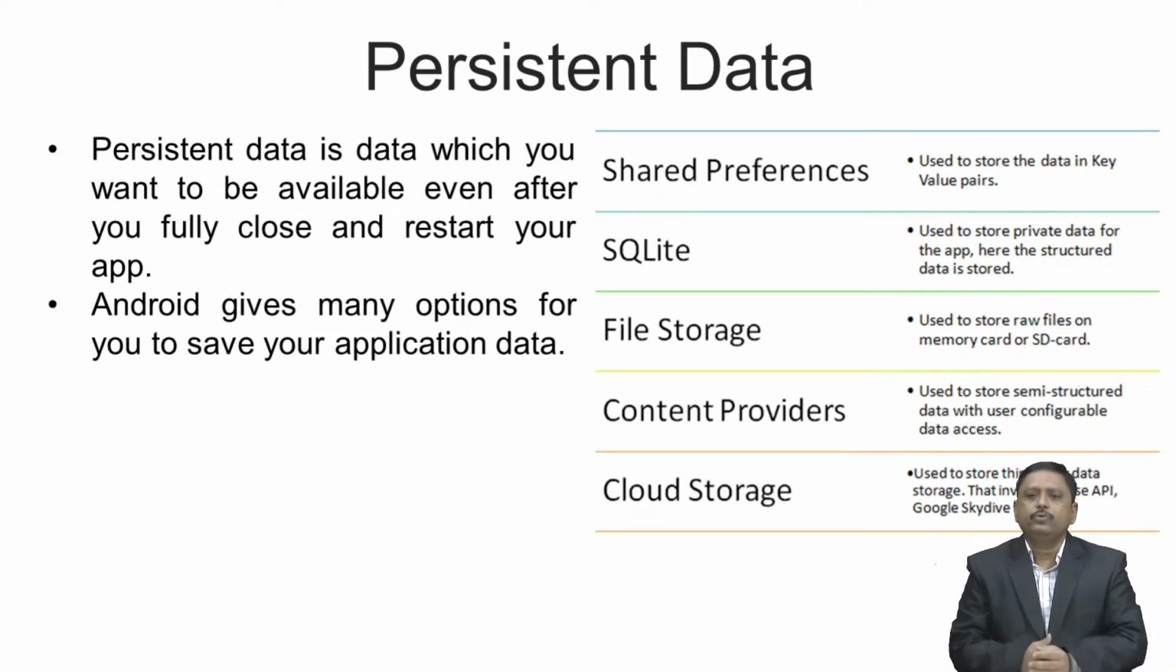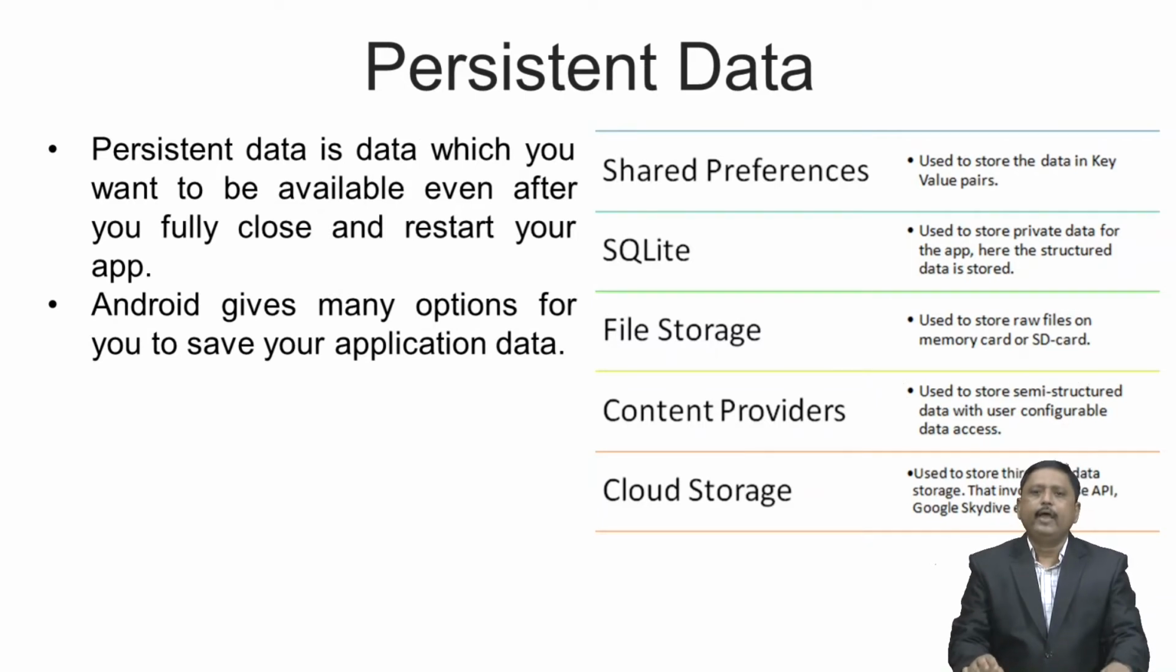Another most useful type of option is SQLite. SQLite is used to store private data for the app. Here the structured data is stored. That means we define a proper structure for data in form of table. Then we can also store data in form of file, which is known as a file storage. So, it is used to store raw file on memory card or SD card.